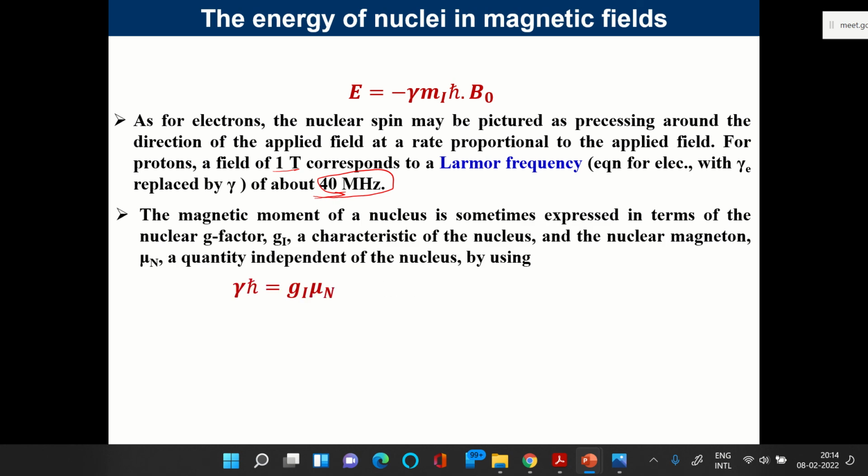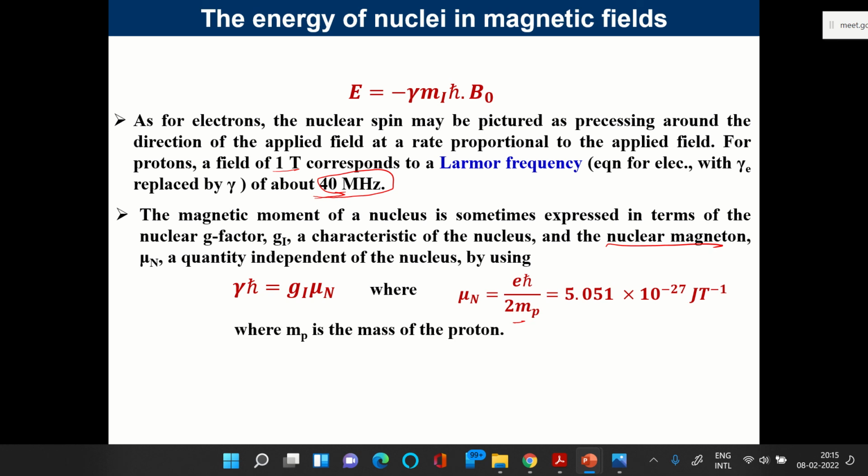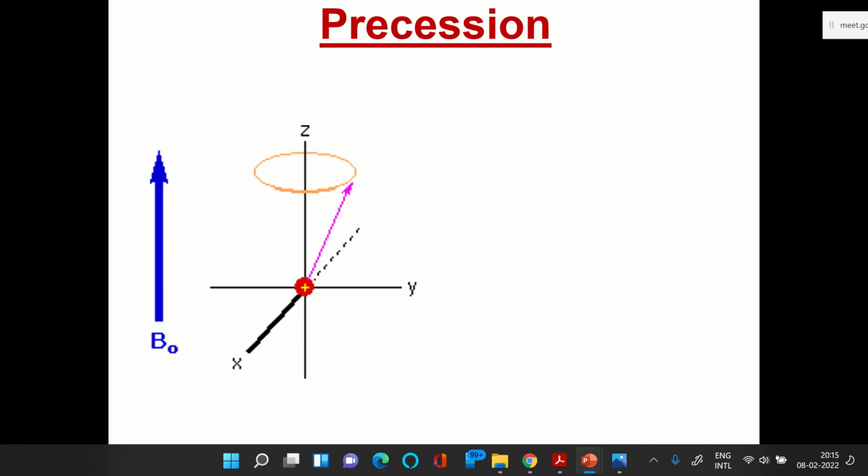So just similar to that, the way we have defined the Bohr magneton for the electron, we can also define a nuclear magneton mu_N. It is simply eh cross by 2 m_p. So you can define it in a similar way for the nuclear magneton. This is the mass of a proton that we can take for the simple analysis.